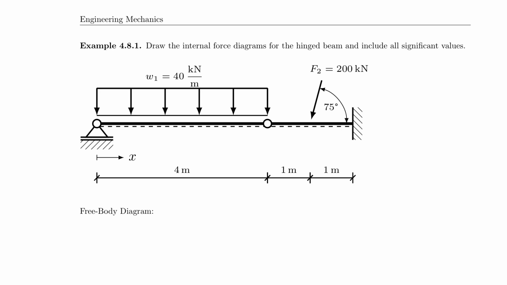So let's make some observations here before we get started, because we don't really want to calculate it, we just want to understand the system. First of all, here's the hinge at x equals 4 meters. I know that my moment must go through 0 there. What else do I know? I know that my shear force in this first domain, let's call it domain 1, domain 2, and domain 3.